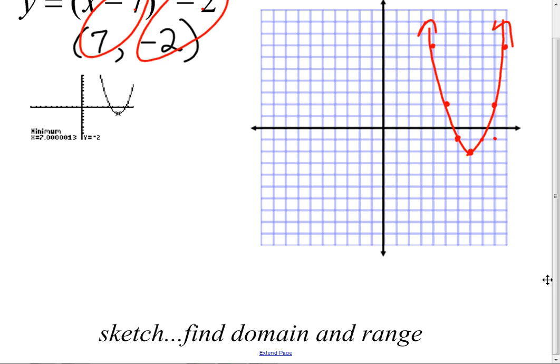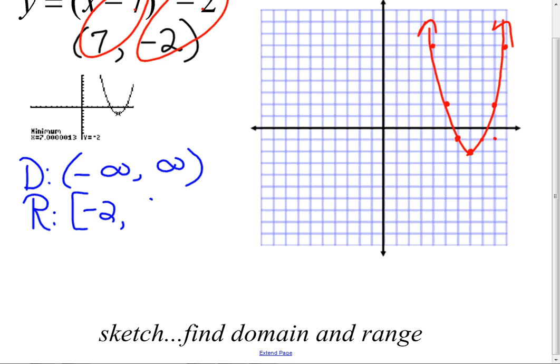Well, this is like a worksheet. Yeah, we probably won't get to the worksheet. Okay, guys. What's the domain? The domain, what x values can you put in there? Anything you want. What's the range? -2 to infinity. Okay.